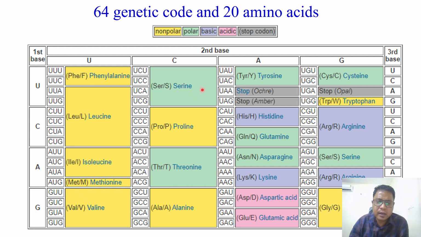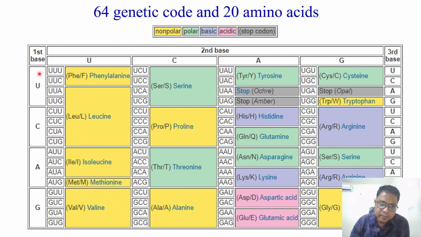So this is the overall graph of the codons. You can see total 64 genetic codes and 20 amino acids. So we can understand that one amino acid may have several codes.